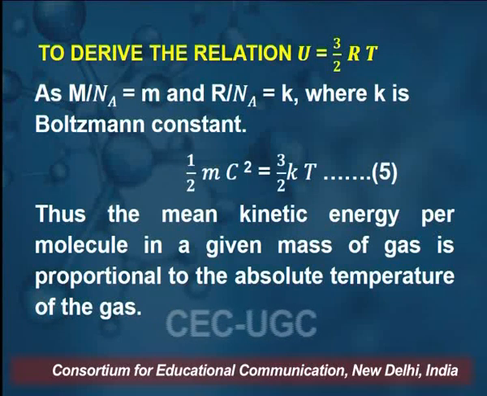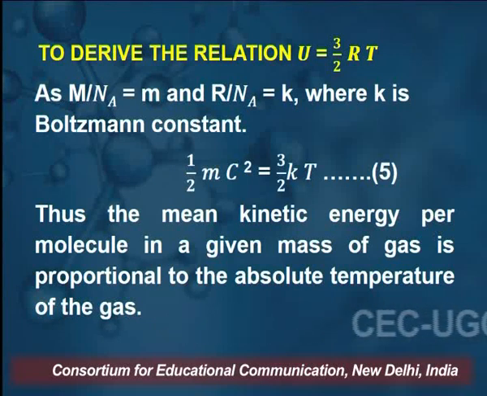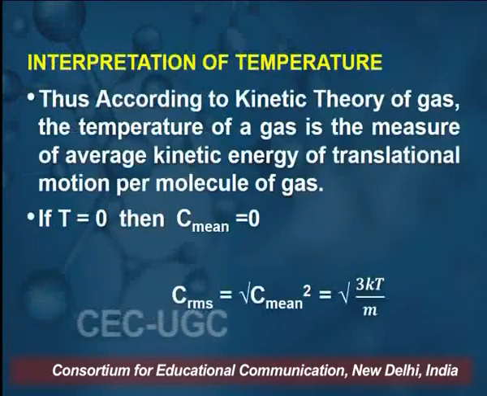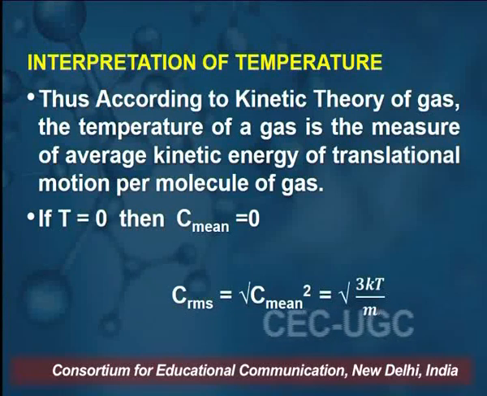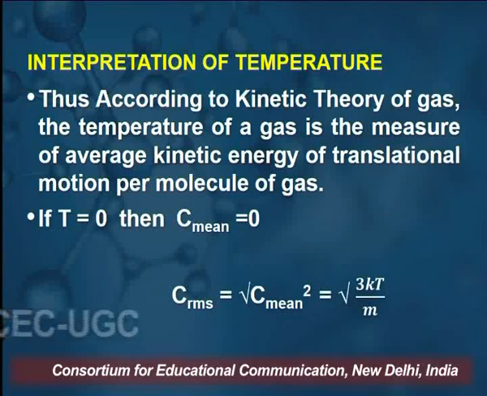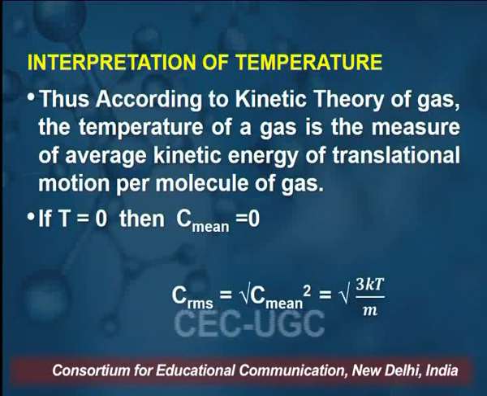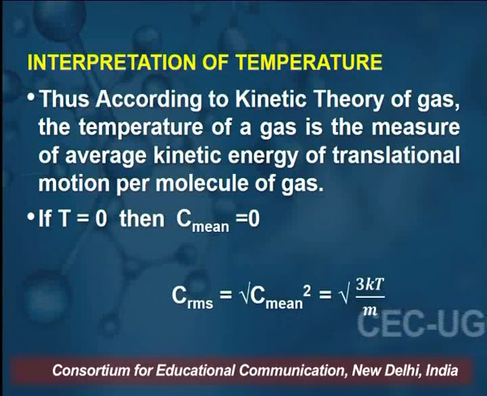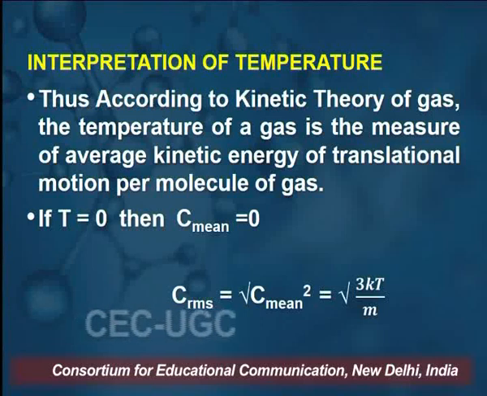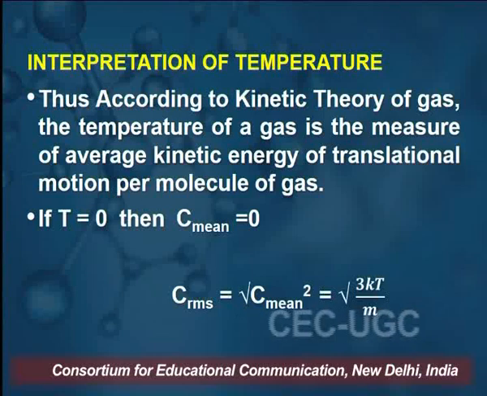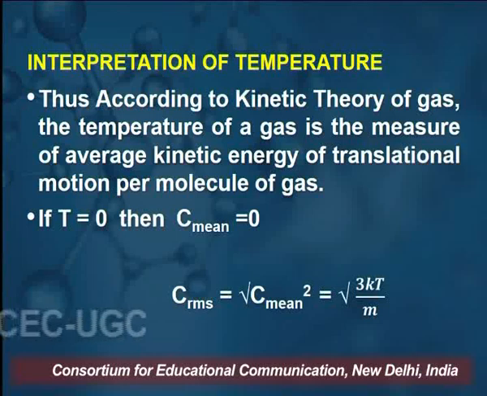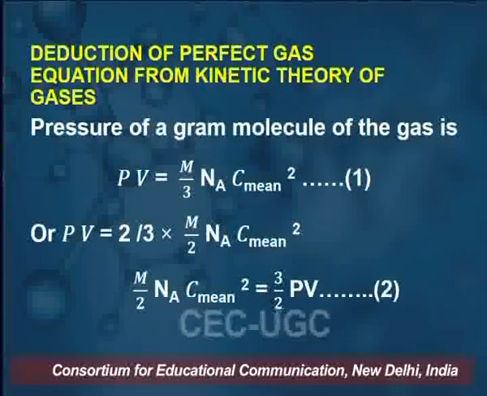This is a very important relation, the derivation of which can be seen from the basic assumptions of the kinetic theory of gases. Thus, according to kinetic theory of gases, the temperature of a gas is the measure of the average kinetic energy of the translational motion per molecule of gas. If T is equal to 0, then C mean is equal to 0. Now, what is the relationship between C RMS and C mean? C RMS is equal to root of C mean square, which gives us root of 3 kT by m.